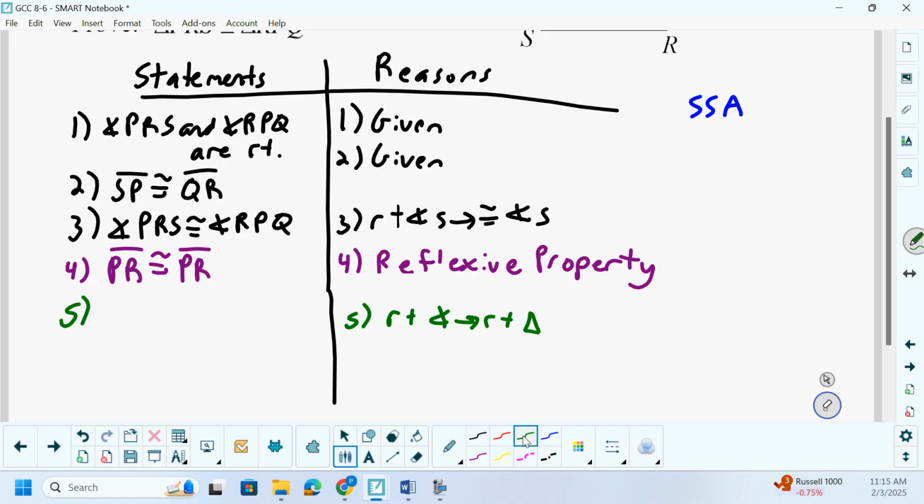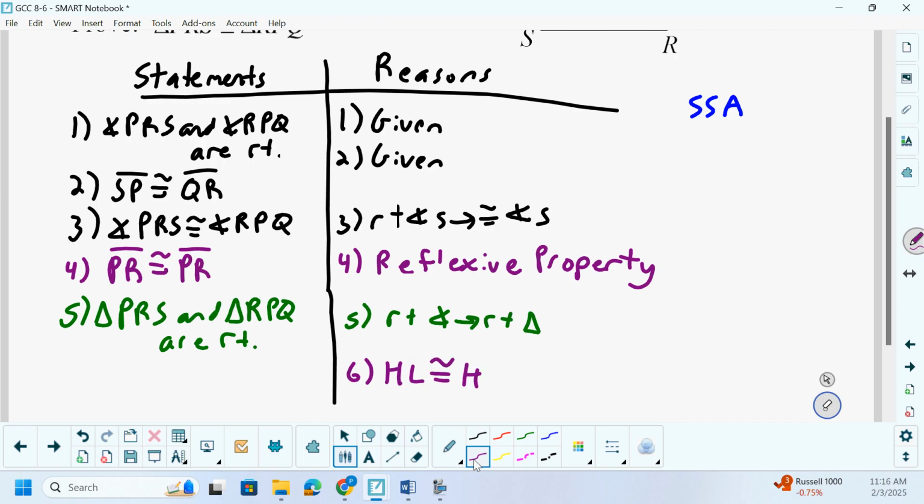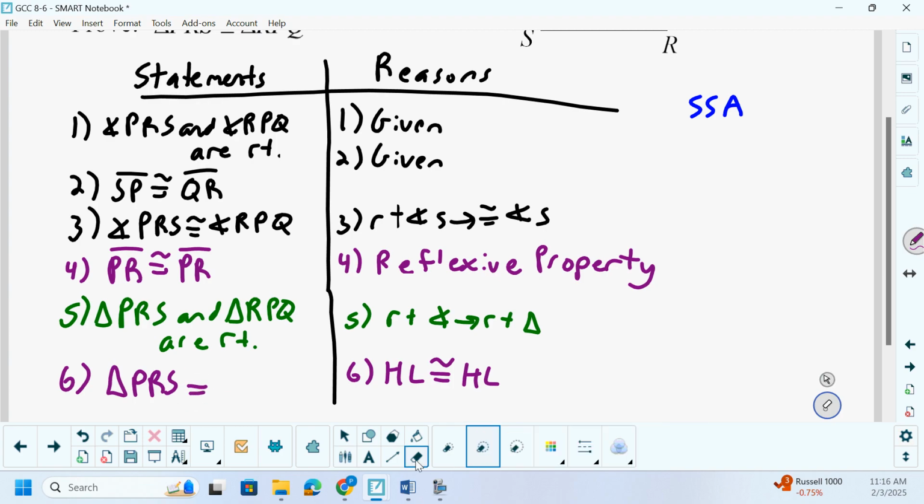We'll be able to say triangle PRS and triangle RPQ are right. And because we had SSA, but then we said it's a right triangle, we are good to do hypotenuse leg now. So we can do HL congruent to HL. And that'll be triangle PRS is congruent to triangle RPQ.